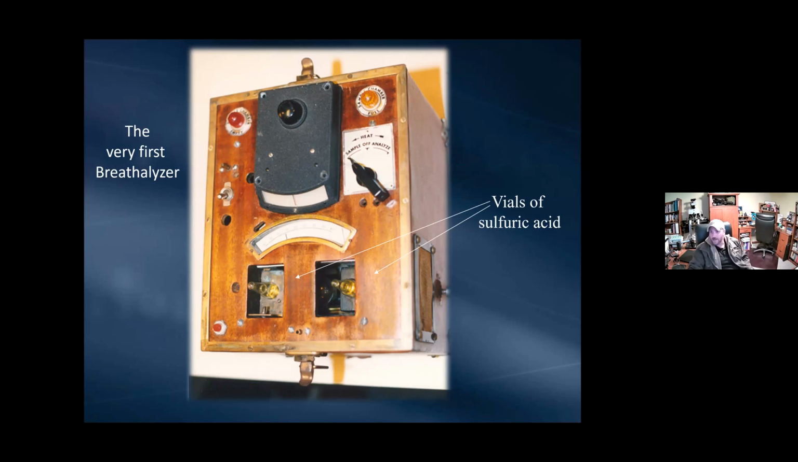And the instrumentation we've used throughout the years has varied greatly. This is what the original breathalyzers looked like back in the 50s. It was simply sulfuric acid that you breathe through, and the alcohol would change the darkness of one vial versus another. So you've got one vial here on the left, one vial here on the right. One stayed clear and didn't have your breath bubbled through it. The other one did have your breath bubbled through it. And how dark it got was related to how much alcohol was in your bloodstream and your breath.